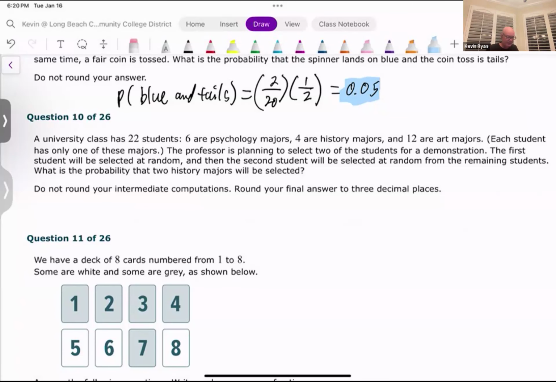Looking good. A university class has 22 students. 6 are psychology majors, 4 are history majors, 12 are art majors, and each of them only has 1 major. The professor is planning to select 2 of the students for a demonstration. The first student will be selected at random. Then the second student will be selected at random from the remaining students. So this means that we are not replacing the student. So, probability both history.